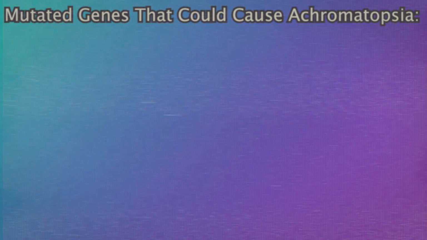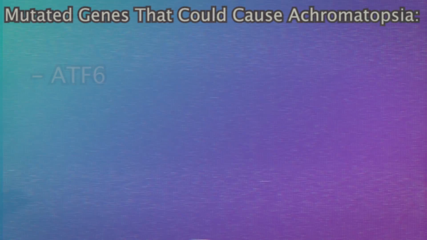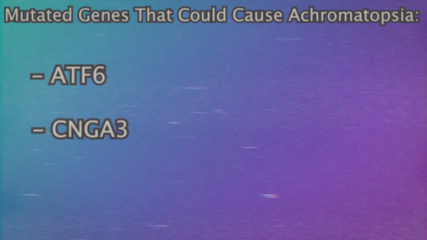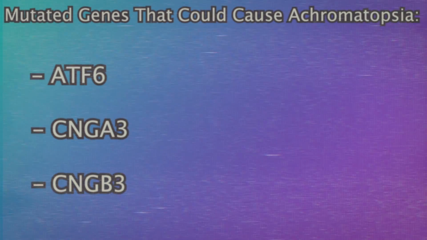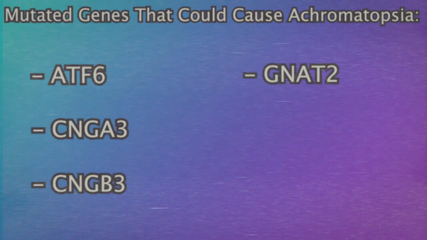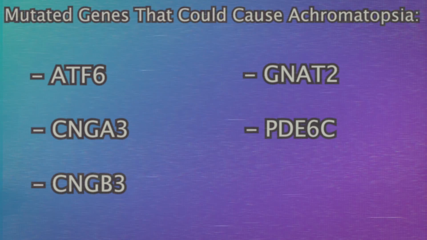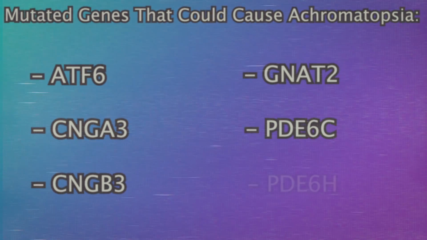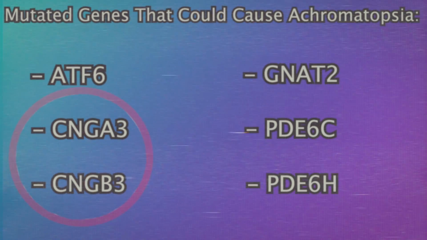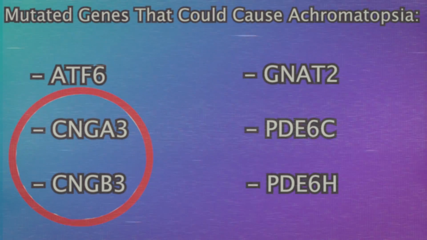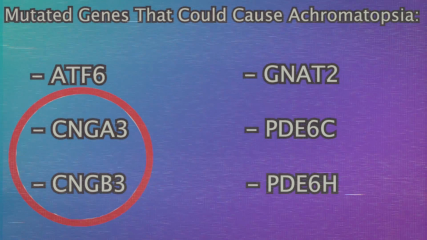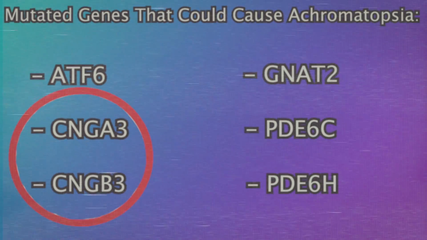Mutations in the following genes are known to cause achromatopsia: ATF6, CNGA3, CNGB3, GNAT2, PDE6C, and PDE6H. But the main genes are CNGA3 and CNGB3 that cause achromatopsia in most people.